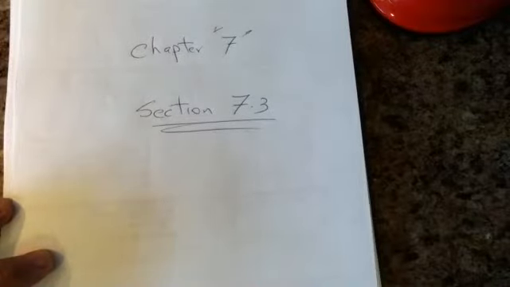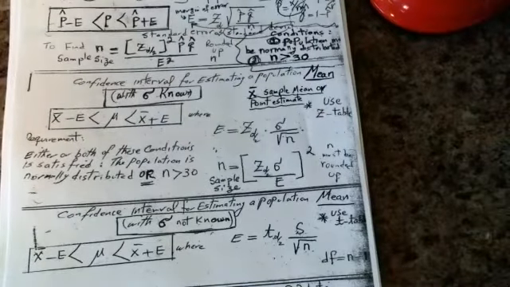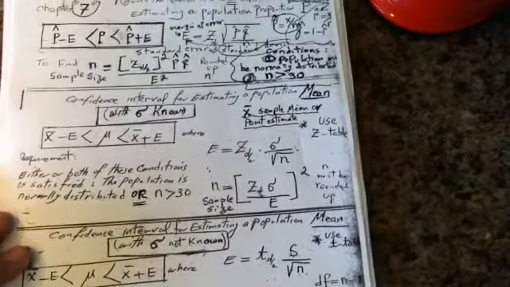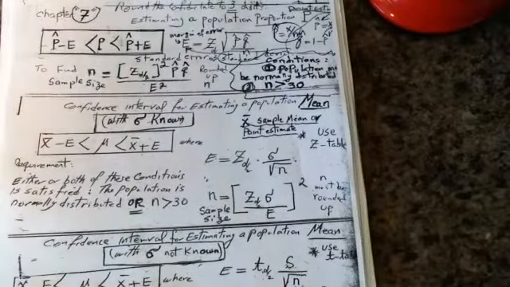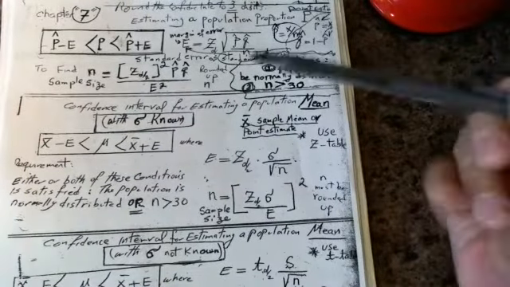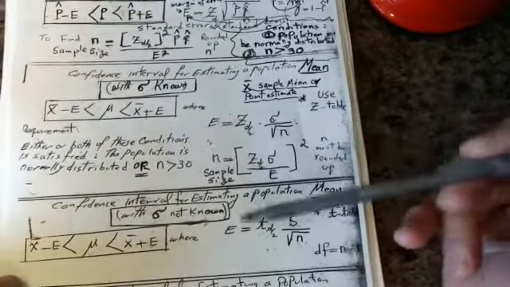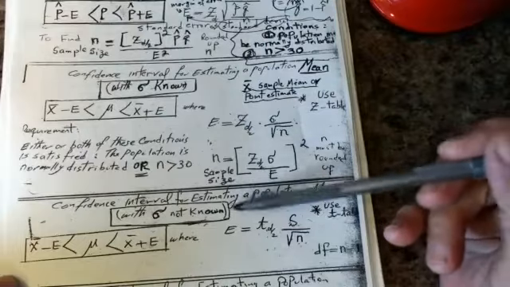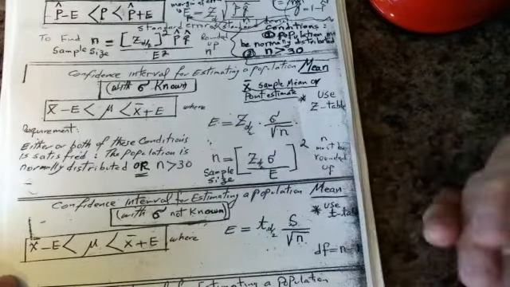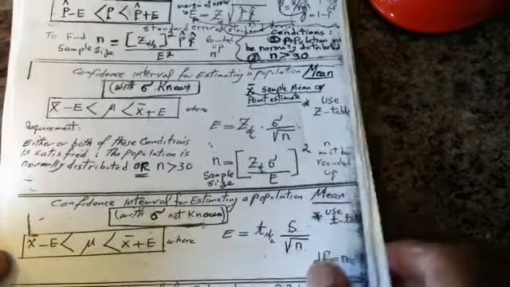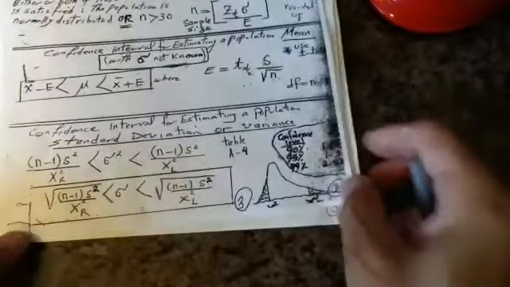Chapter 7, Section 7.3, Statistic. So we have discussed the formula for proportions in Section 7.1. In 7.2, we discussed how to calculate the range for the mean of populations. Now, the last one is how to find the range for the standard deviation of populations.